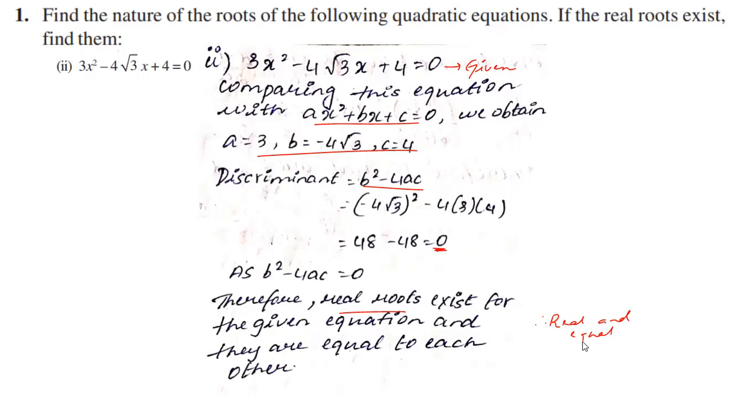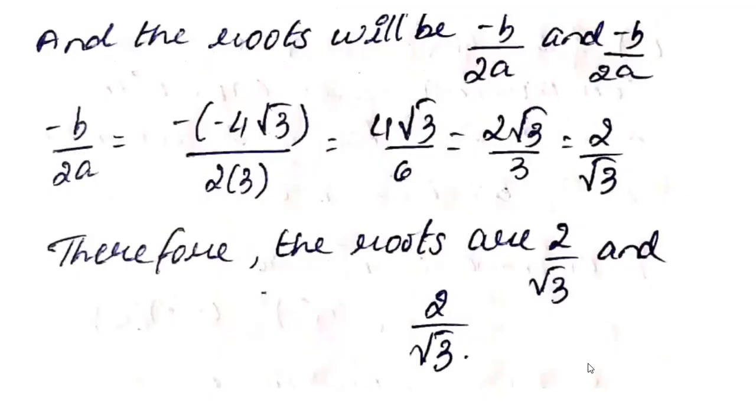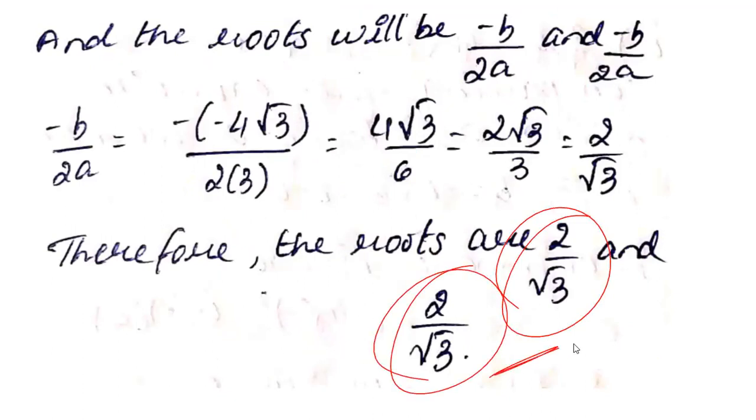What does this real and equal refer to? Roots are x is equal to minus b by 2a and x is equal to minus b by 2a. In both the cases, x is equal to minus b by 2a. So the roots are 2 by root 3 and 2 by root 3. They are real and equal. Clear? Next question.